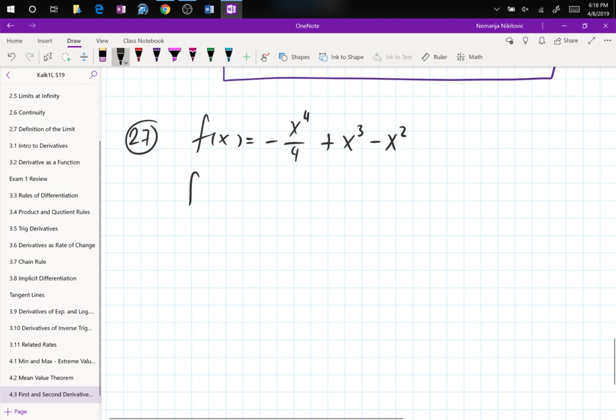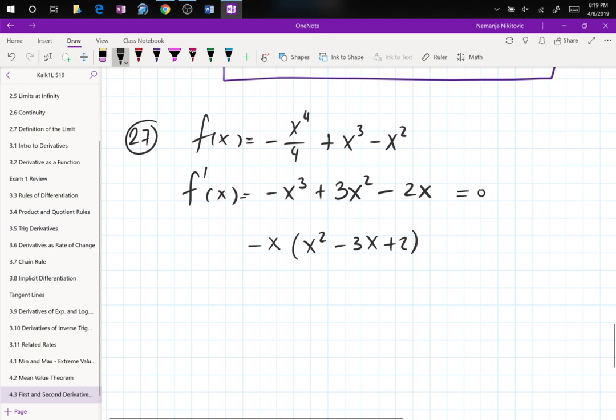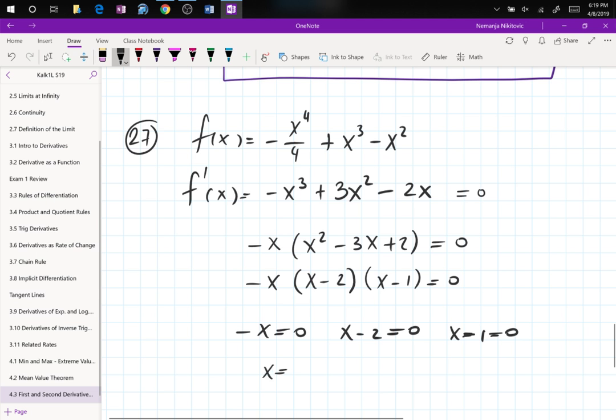Alright, what do we have over here? F prime is negative x cubed plus 3x squared minus 2x. Now we need it equal to 0. We will factor out negative x, left with x squared minus 3x plus 2 equal to 0. This one factors into x minus 3. No, I lied. x minus 2, x minus 1, right? So when I set each one of these equal to 0, using the zero product rule, we have x is equal to 0, x is equal to 2, and x is equal to 1.